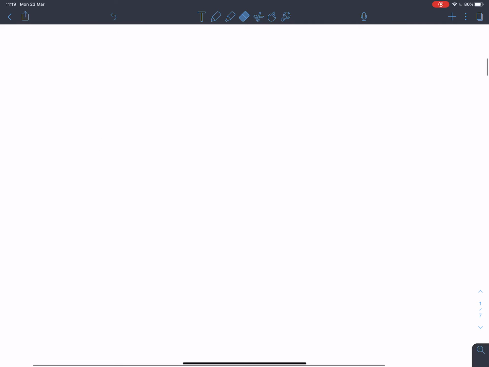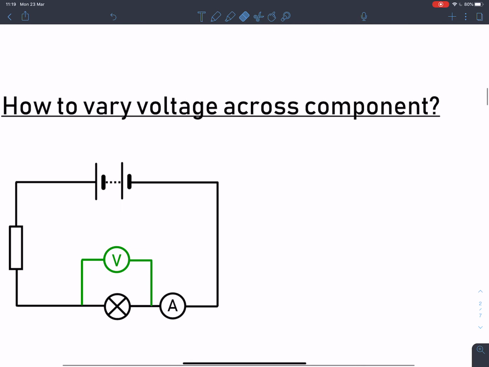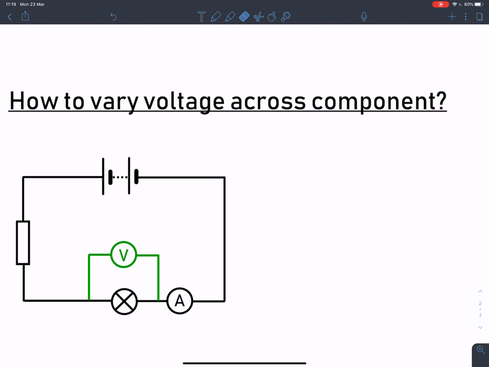So first thing we're going to talk about is how do I vary voltage across a component? Well, I've got a fairly simple circuit drawn out here. And if we look at what we've got here, we've got a battery in series with a resistor, a bulb, and I've got a voltmeter across that bulb and an ammeter. So this circuit is all well and good. It would allow me to measure the voltage and the current for whatever that voltage is. But what I really need is to be able to change that voltage and look at that relationship in order to plot the graph.